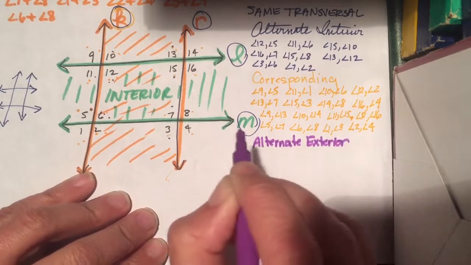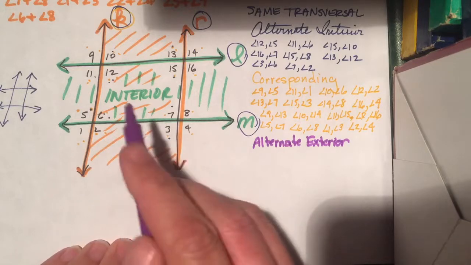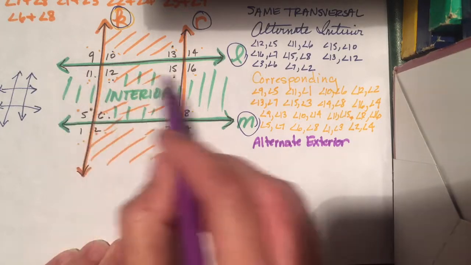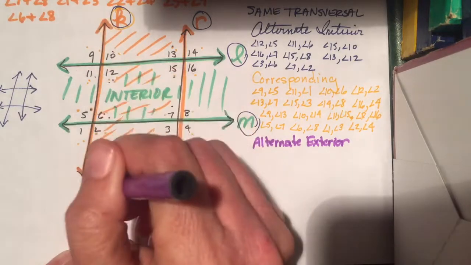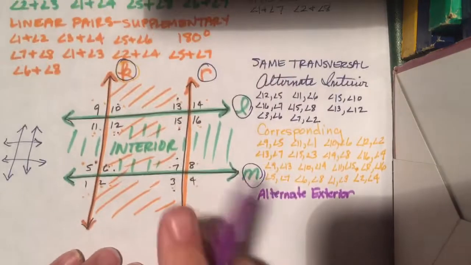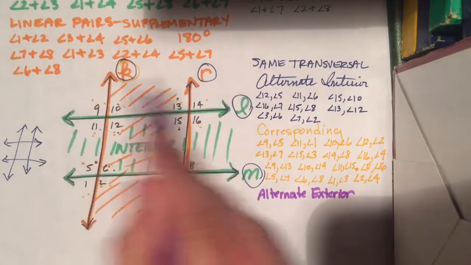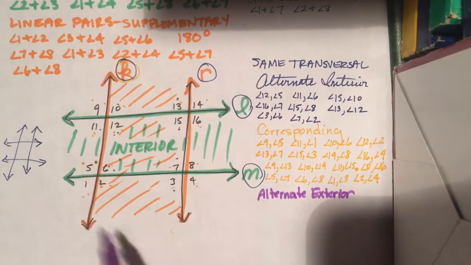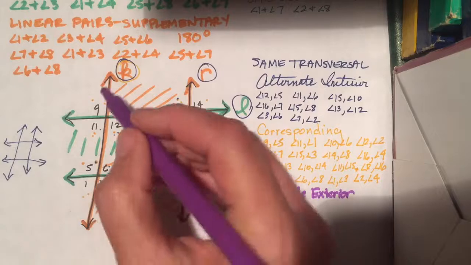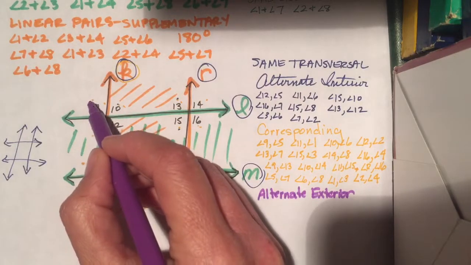Again, when you say exterior, it depends on the two lines you're looking at. If I'm looking at the two green lines and the orange line K or the orange line R is my transversal, then exterior is here and here. Anything outside the green lines is exterior. So let's look at alternate exterior.